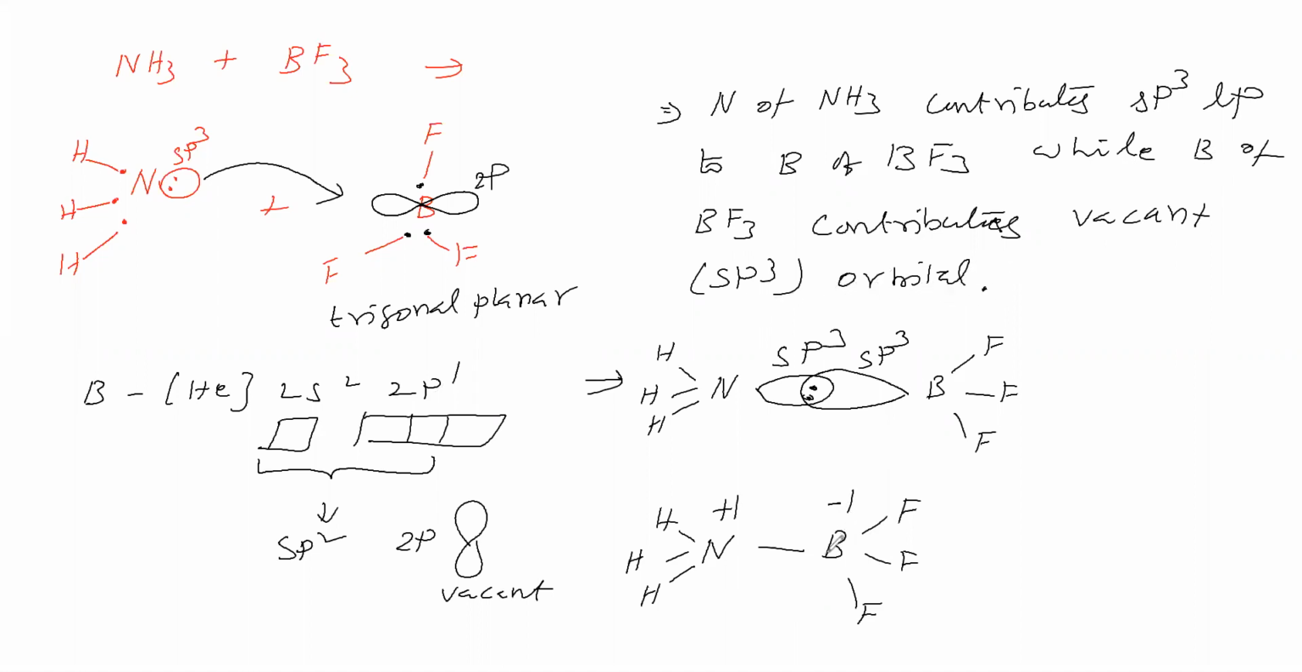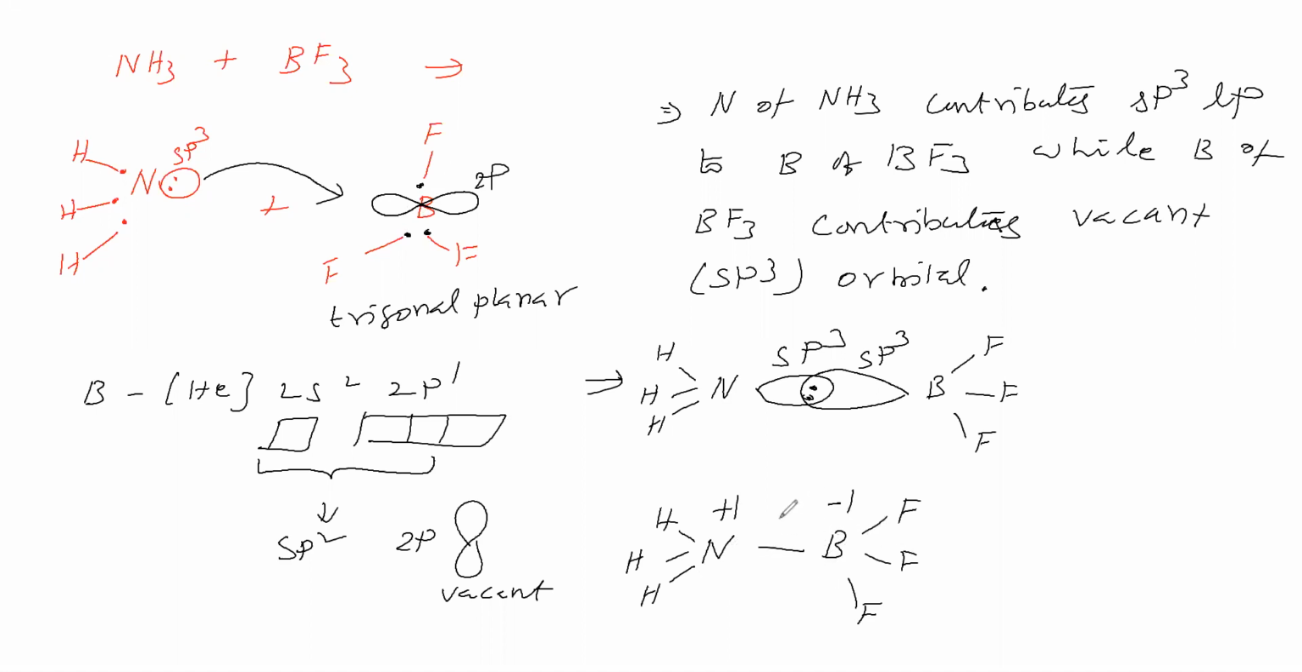Therefore, what is the hybridization of boron here? sp3. But in BF3, what is the hybridization of boron? sp2. So boron hybridization there is sp2, but in this place it is sp3. Nitrogen hybridization is also sp3. This sigma bond is formed by the sp3 orbital of nitrogen and the sp3 orbital of boron.